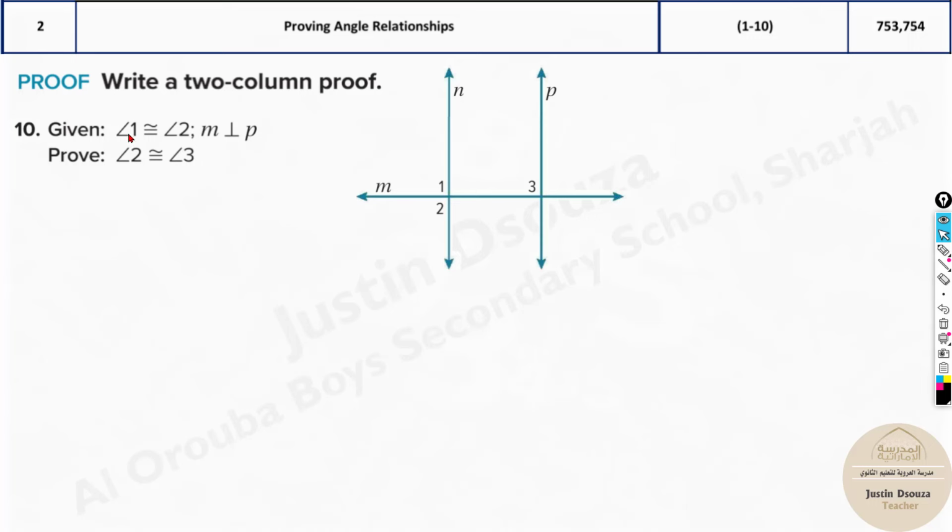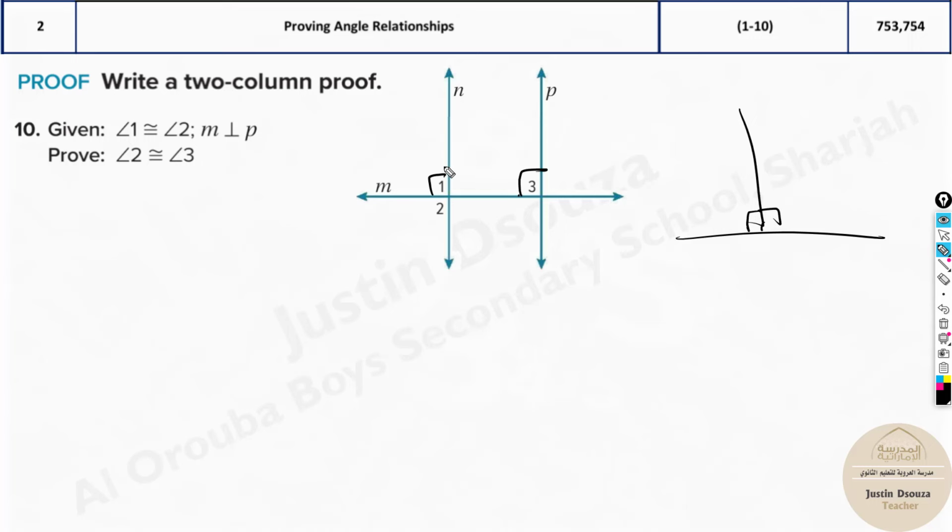Now in this question, they have told us the measure of angle 1 and angle 2 is equal and m is perpendicular to p. Perpendicularity means the line will always cut at 90 degrees. So you can see here angle 1 is over here, and 3. They both are equal. They both are perpendicular. And now what happens is if they both are perpendicular, they're congruent.